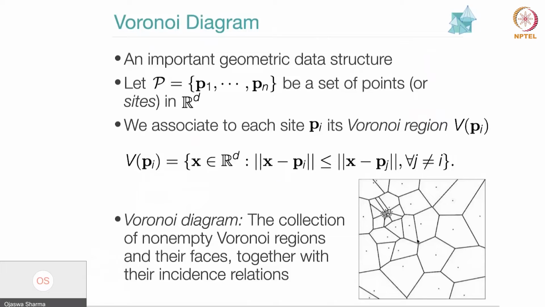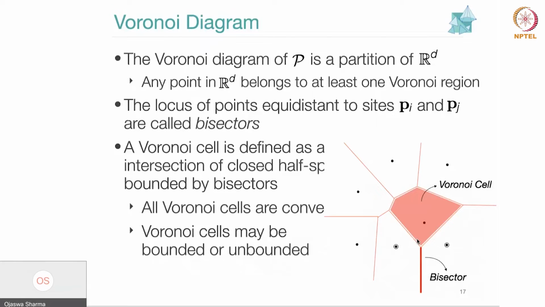All right. So these are Voronoi regions. What is a Voronoi diagram? The Voronoi diagram is a collection of non-empty Voronoi regions and their faces, together with their incidence relationships, right? So the tiles and then the boundaries of these tiles together form the Voronoi diagram.